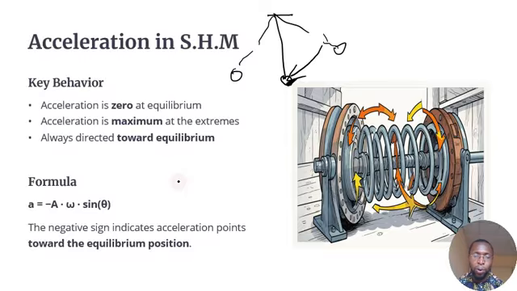And that's why in the formula you have a equals negative capital A omega sine theta, where the A there represents the amplitude. Now the omega represents the angular speed. The negative sign there shows that the acceleration is moving towards the equilibrium point. So in case you are asked what it indicates, the negative sign indicates acceleration points towards the equilibrium position. Okay.